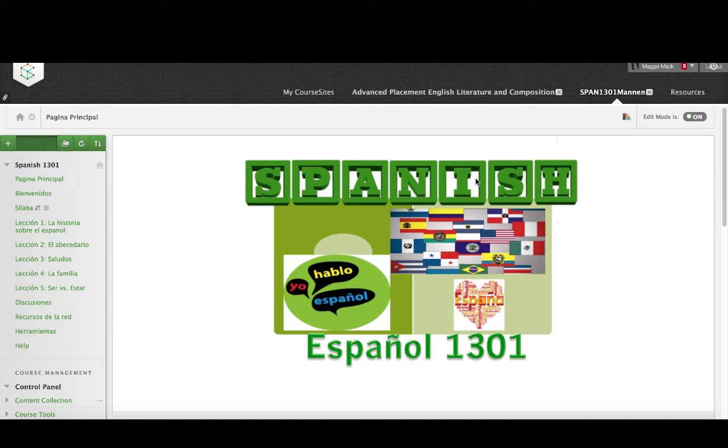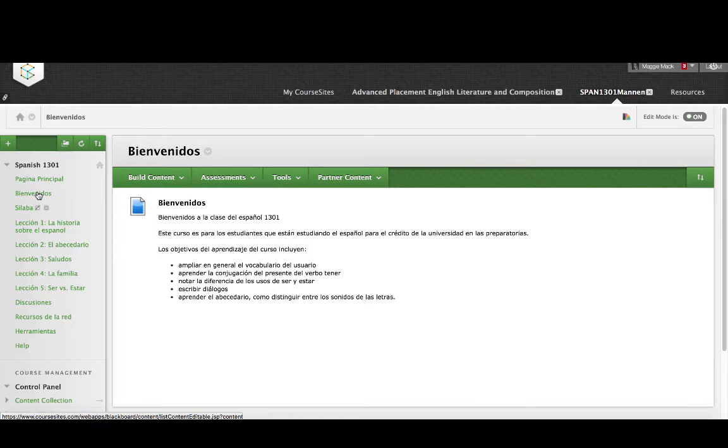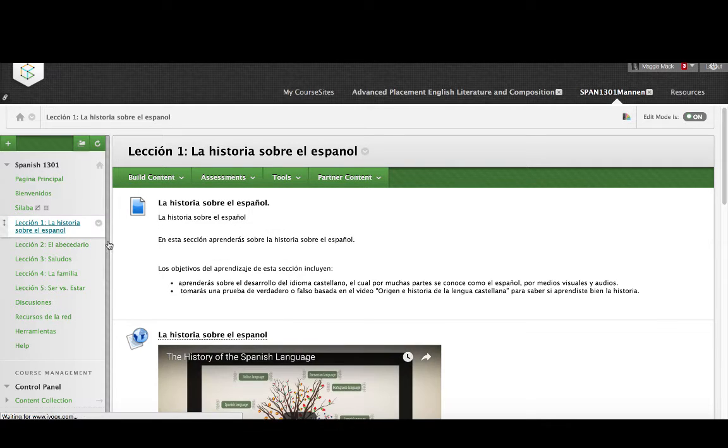Now, let's get started. On the main page, one can see the banner for the course, which is Spanish 1301. On the left side is the labeling of the lessons of the course. We will first visit the welcome page, where the user reads a short segment about what they will learn in the course and the learning objectives which describe the learning that is involved in the lessons. From the welcome page, the user can move directly to Lesson 1, which covers the history of Spanish.